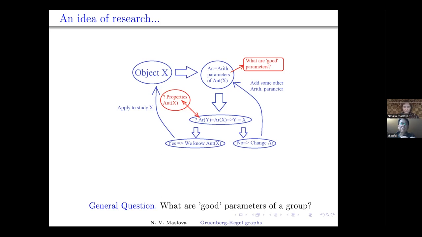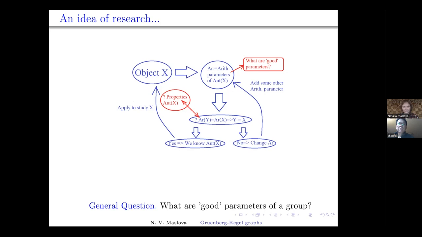But looking at the object, we can find some arithmetical parameters of this automorphism group. And if we have found some arithmetical parameters, we can try to understand: do these arithmetical parameters define the automorphism group uniquely up to isomorphism? If yes, then we are lucky, and we can apply the knowledge about the automorphism group to research the object. If not, we need to add some more parameters or consider some other arithmetical parameters.